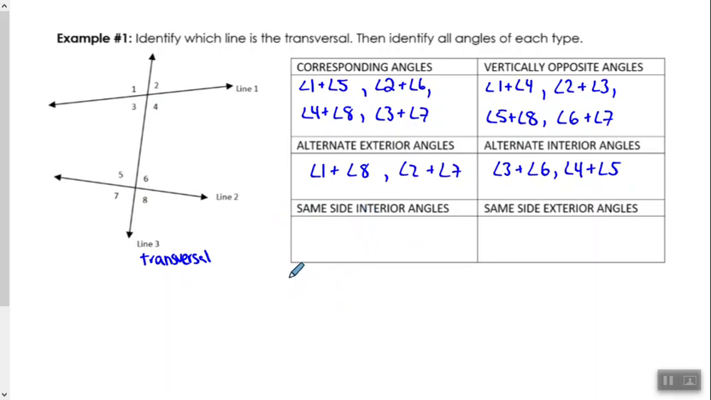So same side interior angles now. So same side interior angles, so still looking on the inside, and same side of the transversal. So 3 and 5 would be same side interior.